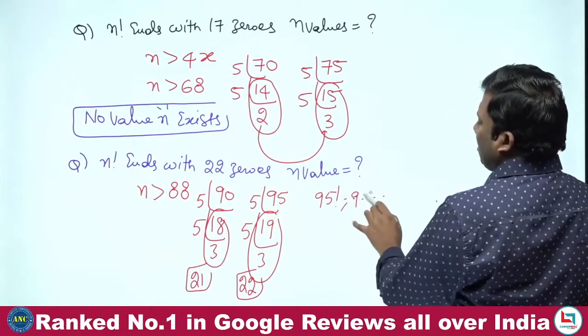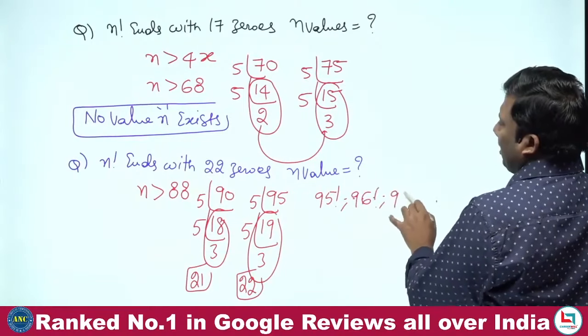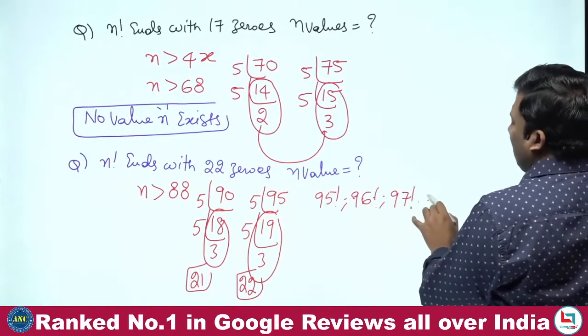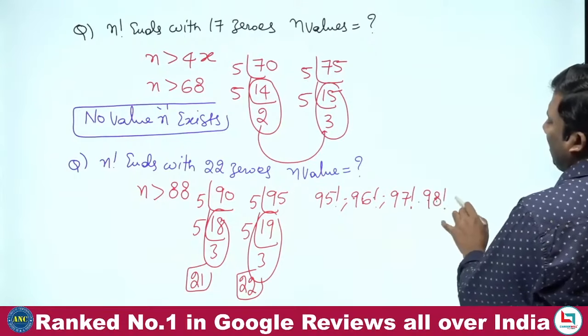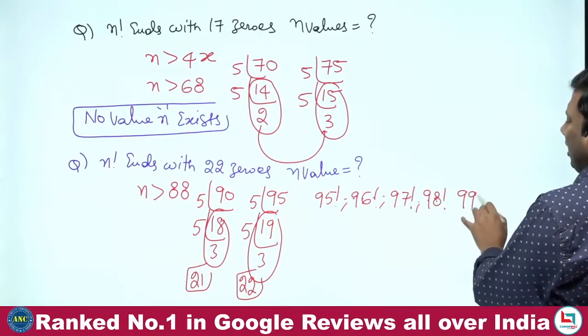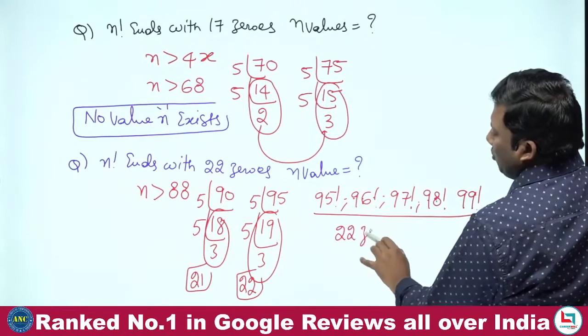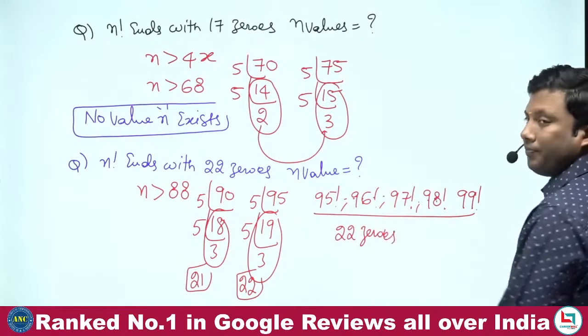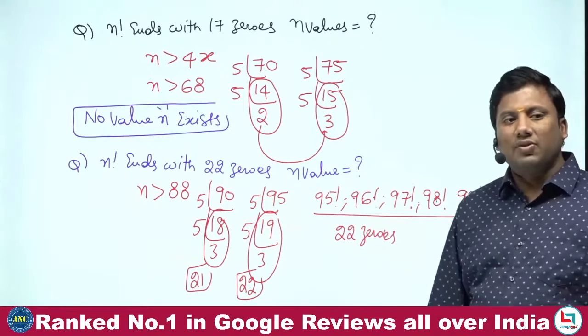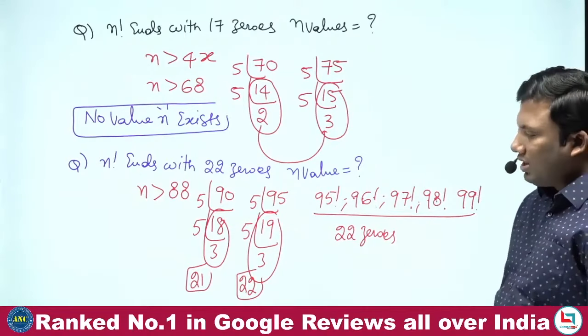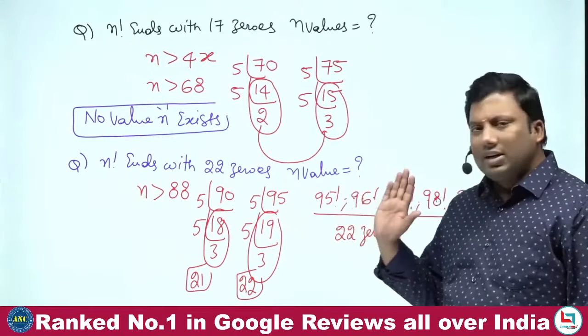95, and what are the next numbers? 96 factorial, 97 factorial, 98 factorial, and 99 factorial. All these numbers will have 22 zeros at the end. I hope the idea is clear.